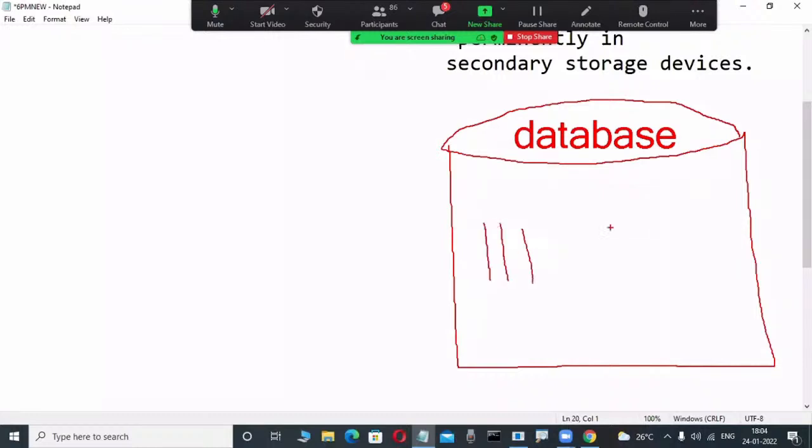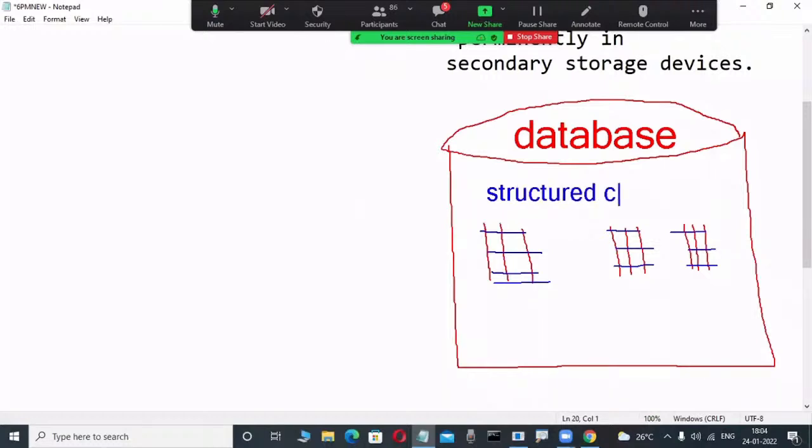Why? Because for these databases, the relational data model is the concept. Today I will tell you. Based on that only, they implement these products. These are called relational databases. Observe here, structured collection of data. This is the previous class I'm telling. Always these databases store a structured collection of data. Organized fashion only, data is stored.